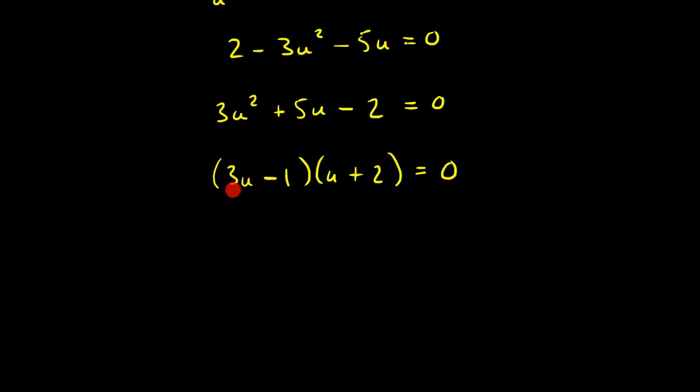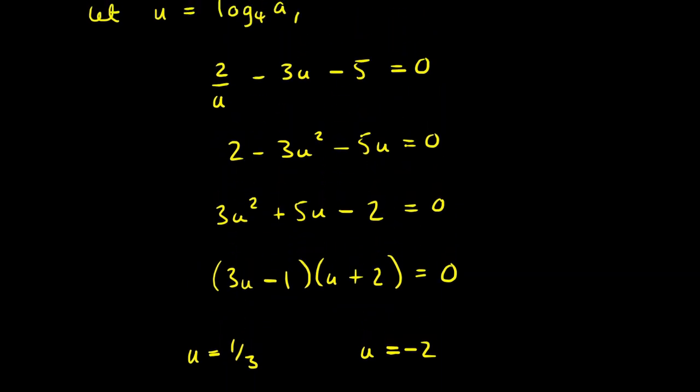The reason for that is 3u times by 2 is 6u. And then we're going to get negative 1 times by u, which is minus u. So 6u minus u is positive 5u. Well, if that's the case, then u is either equal to a third or u is equal to negative 2.